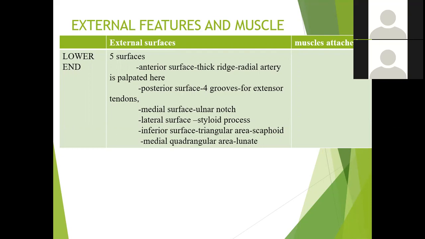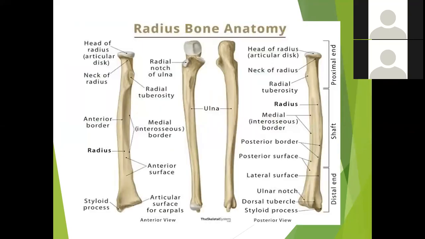So here you can see in this picture the radius. You can see the upper part, the head, and you can see the constricted area in the neck, and you can see the radial tuberosity, and the anterior border very clearly. The lower part, you can see the styloid process and the articular surface for the scaphoid and lunate. On the right side, you can see again the parts of the radius. The posterior border can be seen clearly, the lateral surface can be seen in this region, and the ulnar notch can be seen here. The dorsal tubercle of Lister also can be seen.